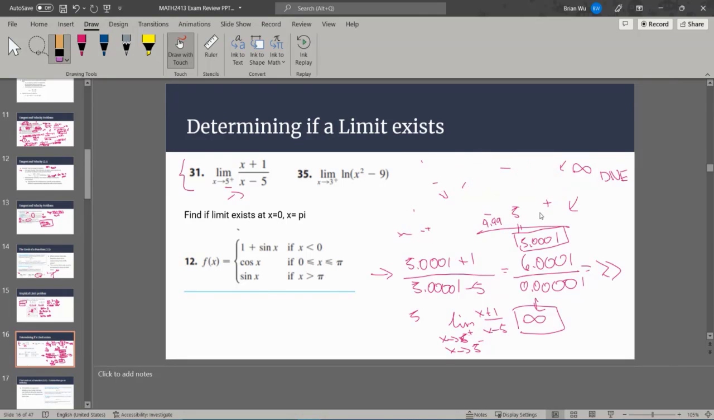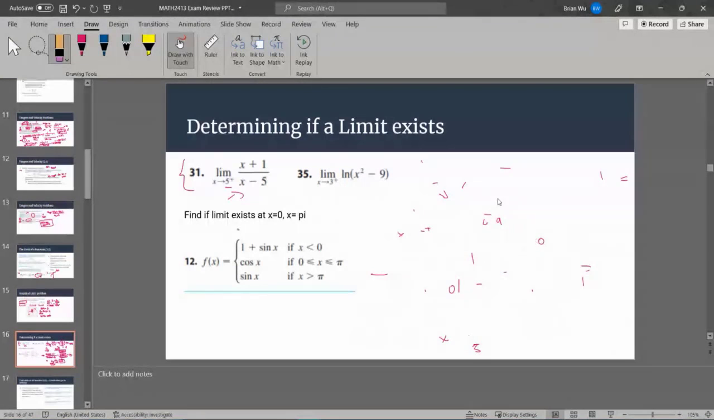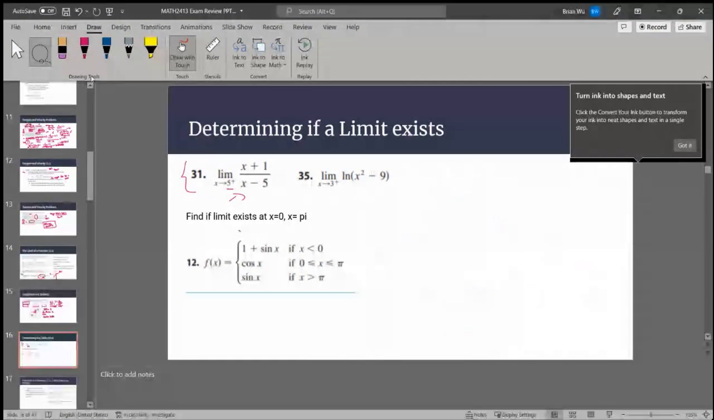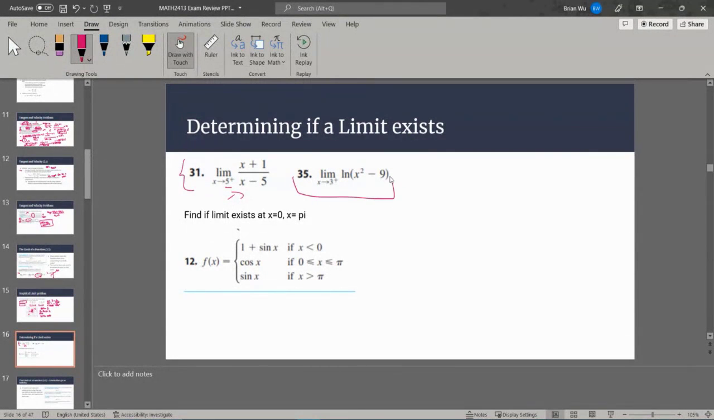Okay, so I'll go ahead and clear some space and then work on 35 really quick. Similar thing. You see that if you plug in 3, you're going to get ln of 0. And ln of 0 is something that doesn't exist, right? Or it's DNE. So in order to see where the right-hand side approaches, we're going to plug in a test value. I would say something really close to 3 would be like 3.0001, right?